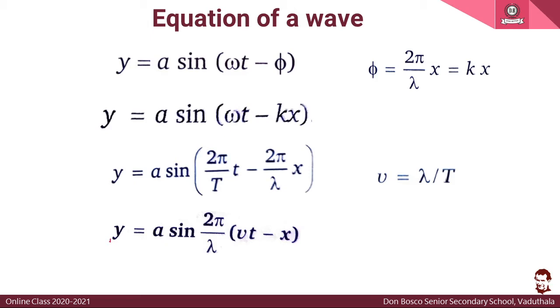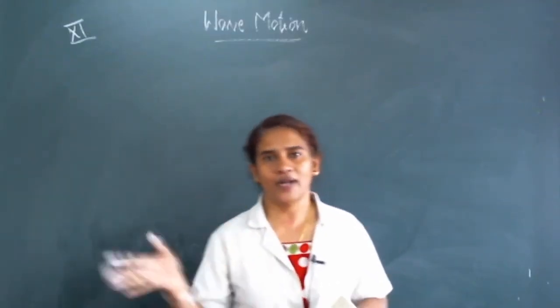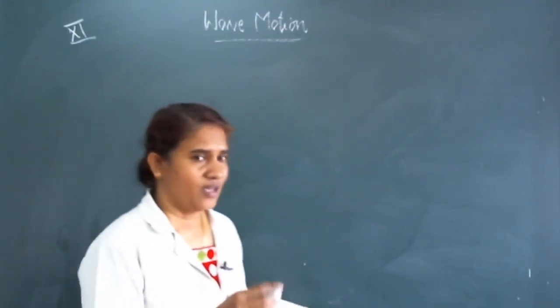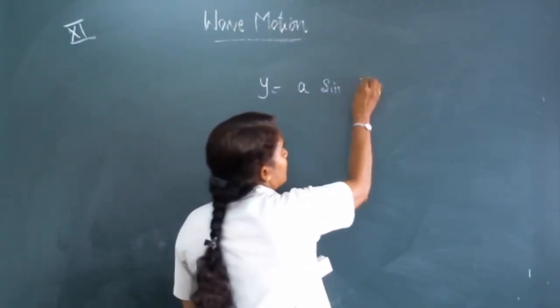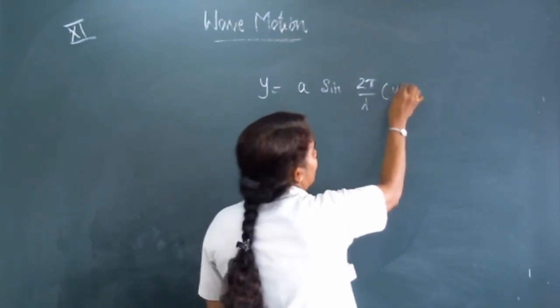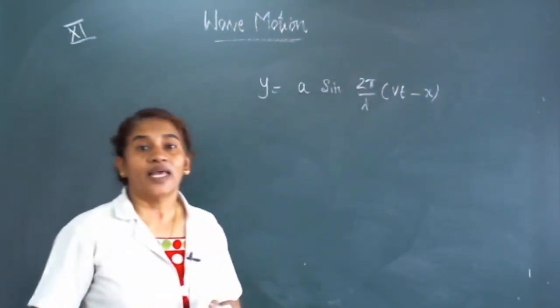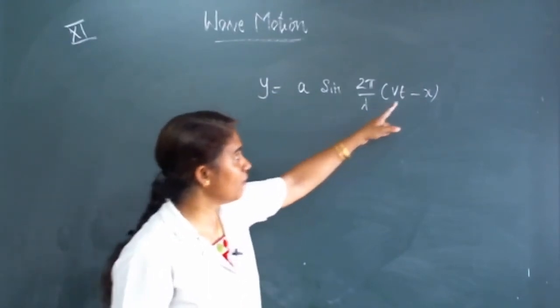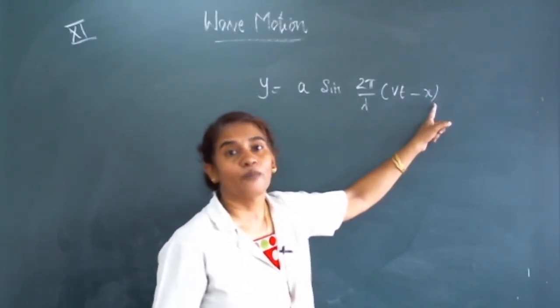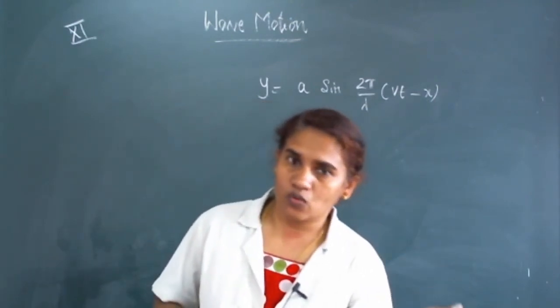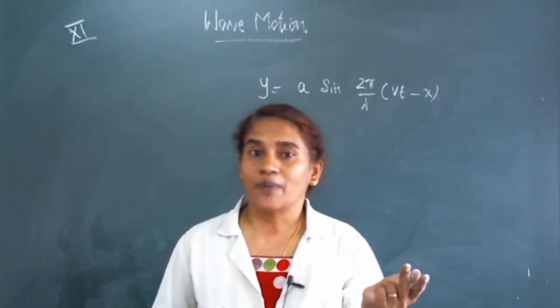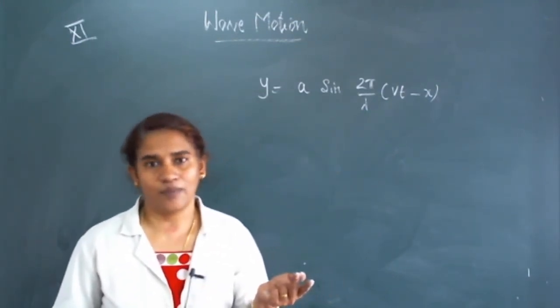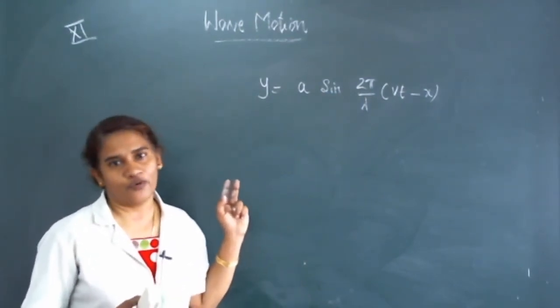Then we are going to see the next one, that is the relation between wave velocity and particle velocity. Now, the wave equation we have studied. Which one did I say is the common one? A sin 2 pi by lambda (vt minus x). That is, displacement can be explained in terms of time as well as in terms of position. So here is the wave equation.